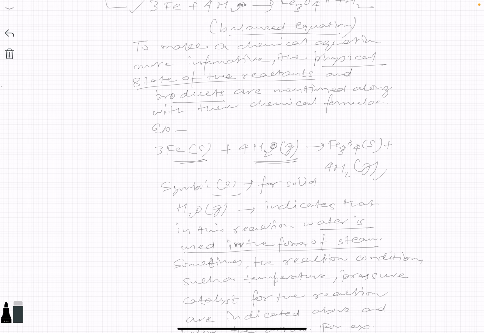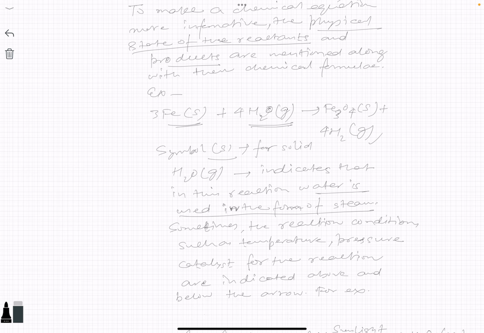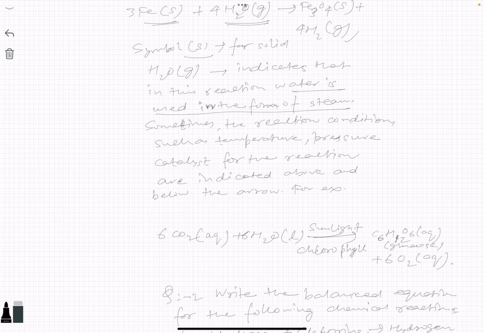Sometimes the reaction conditions such as temperature, pressure, catalyst for the reaction are indicated above and below the arrow. For example, we see here 6CO2 aqueous plus 6H2O liquid, in the presence of sunlight and chlorophyll, makes C6H12O6 aqueous, that is glucose, and 6O2 gas.